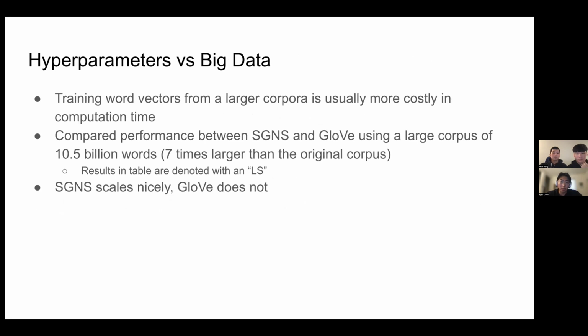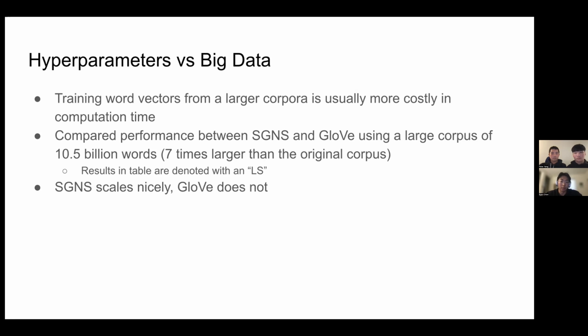Another thing that we wanted to take away from this paper is that hyperparameters can actually improve when we have a larger text corpus. One negative, though, is that training word vectors from a larger corpus might also be more costly in computation time. And so a comparison that's also made in this paper is that we compare the SGNS algorithm and the GLOVE algorithm using a large corpus of 10.5 billion words, which is 7.7 times larger than the original corpus.